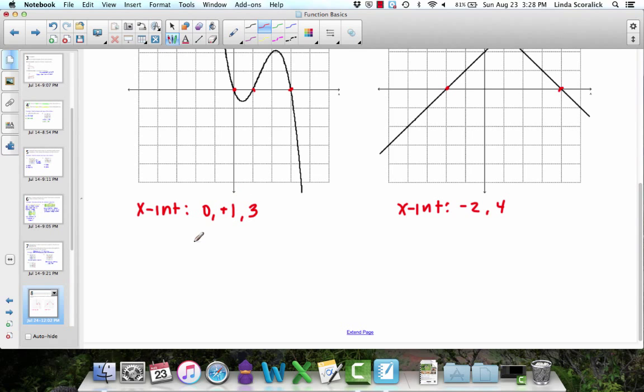One important thing to note about x-intercepts is that with an x-intercept, the y value in the ordered pair is always 0.